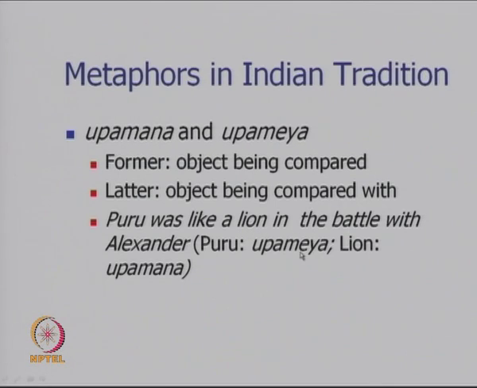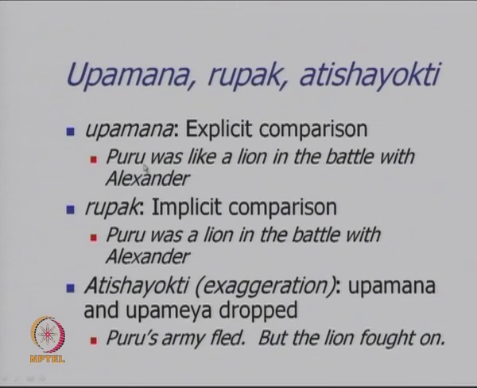Here Puru is Upameya, because we are comparing Puru with something. Puru is the entity being compared. So, it is Upameya, and lion is the entity with which we are comparing. So, this is Upamana. Upameya and Upamana. Now, these two entities give rise to three phenomena, which are Upamana, rupak and atishayokti.